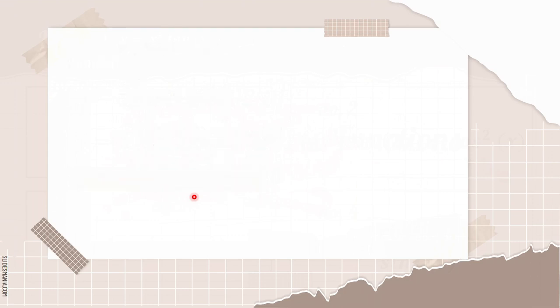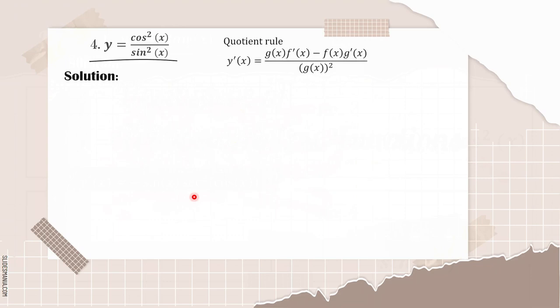Now, let's solve our last given, which is y is equal to cosine squared of x all over sine squared of x. Since our given is division, we need to use the quotient rule for our solution, which is y prime of x is equal to g of x times f prime of x minus f of x times g prime of x all over g of x quantity squared.